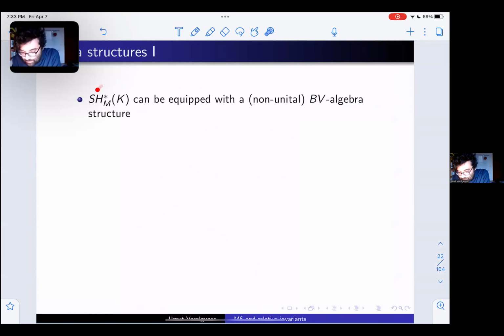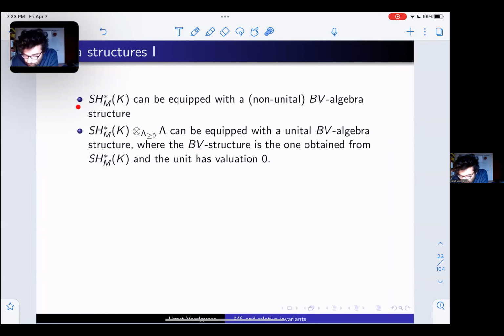So for example, relative symplectic cohomology is a closed string invariant. It can be equipped with a BV algebra structure. So again, you count certain kinds of curves, and if you want the product, you do a pair of pants kind of count and so on. This one is not unital because the unit actually wants to live in valuation 0. So you tensor it with lambda, and then you have a unit, and the unit lives in valuation 0 at the 0 part of this. This has to do with this technical thing that I have to take the regularization, what I called regularization.